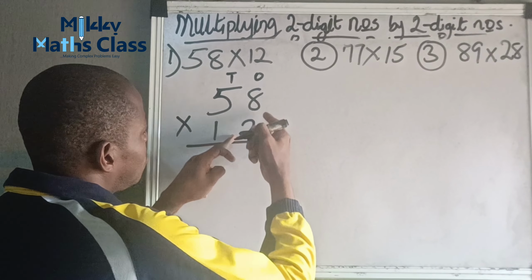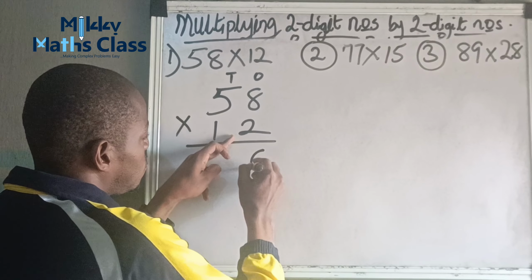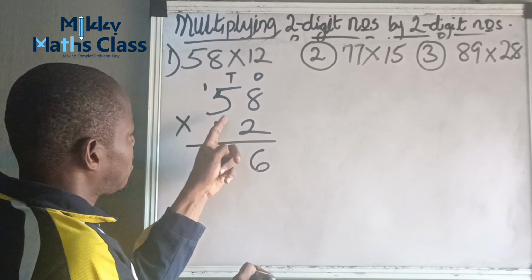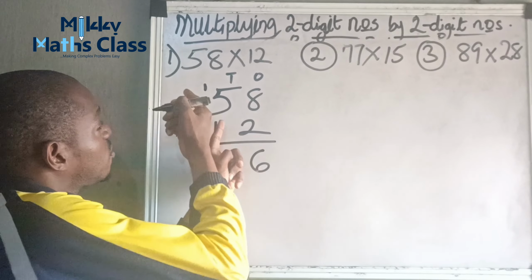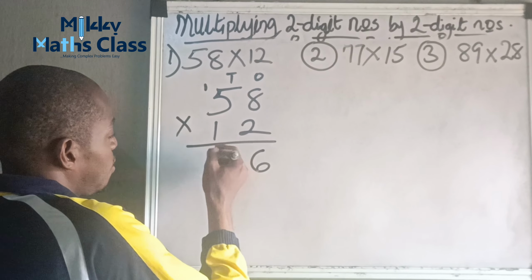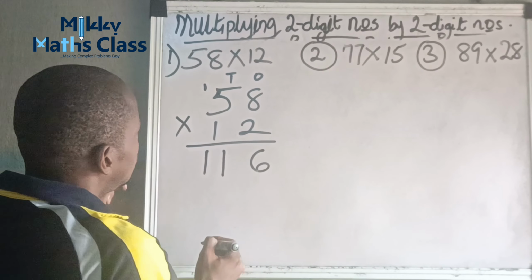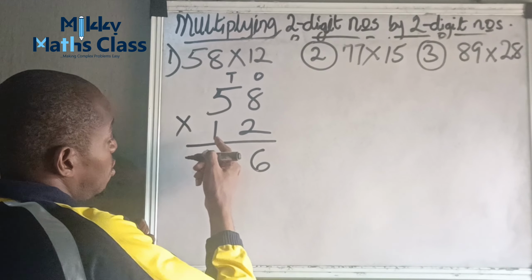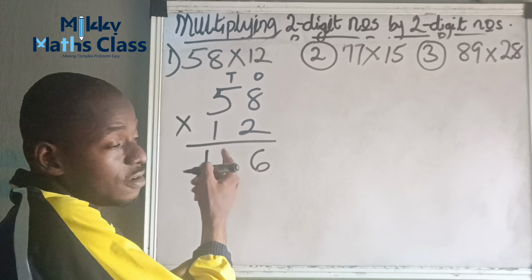So let's go. 2 times 8, that's 16. 6, you carry your 1 here. Now 2 times 5 is 10, plus this 1 we have carried here. 10 plus 1, 11. Now you can clean it off so you will not get yourself confused in case you have to take another remainder.